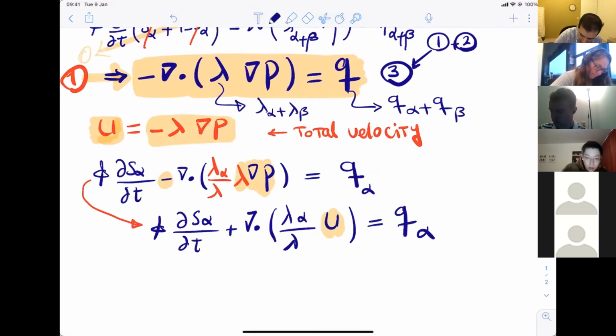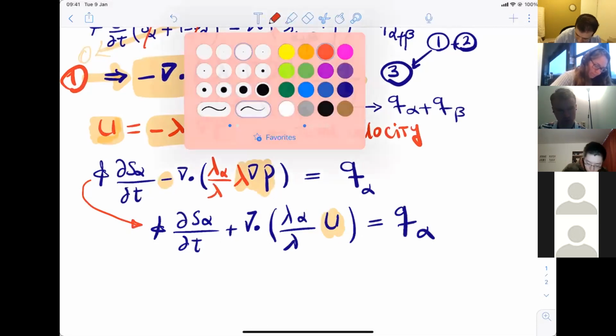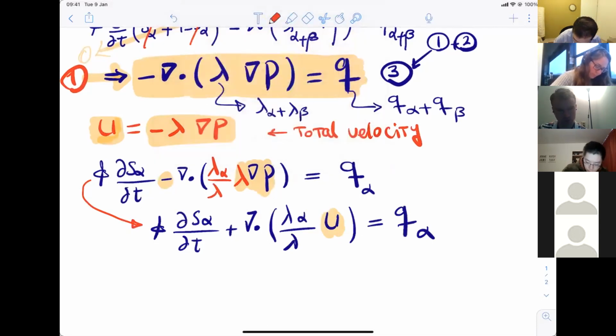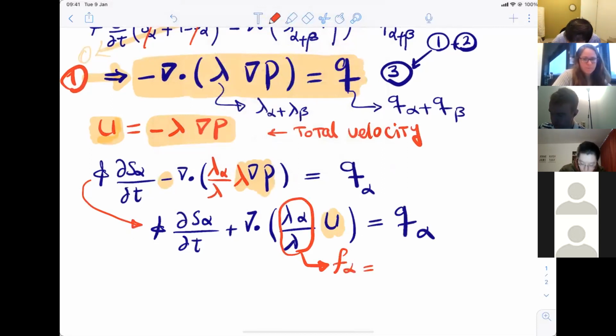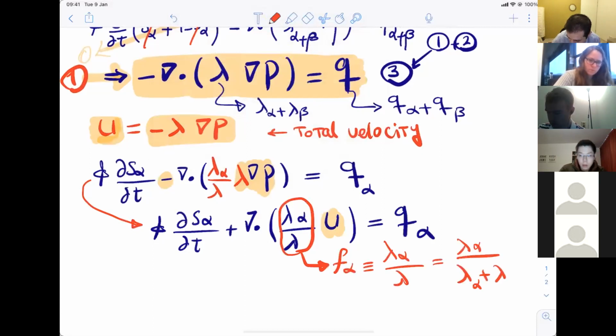And then I have a terminology. For lambda alpha divided by lambda, we call this the fractional flow function. This is f alpha. We define f alpha as lambda alpha over total lambda, which is lambda alpha divided by lambda alpha plus lambda beta.